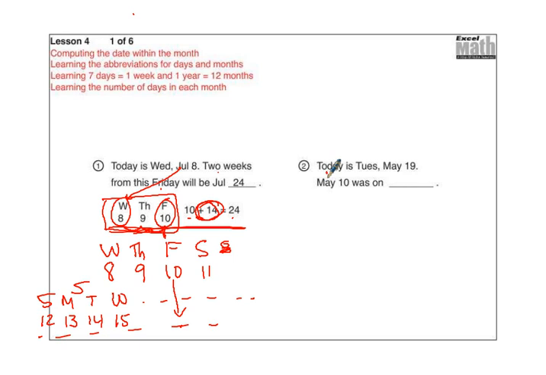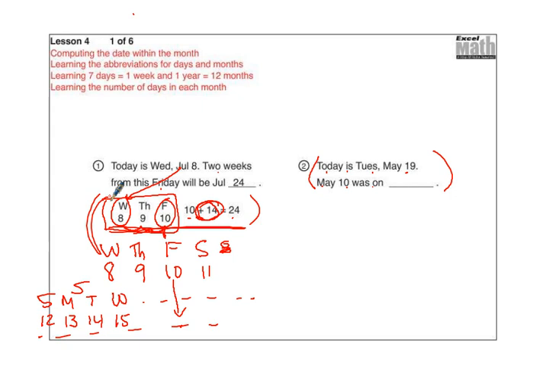All right, it says today is Tuesday, May 19th. May 10th was on a blank, and so what I want you to do is see if you can figure out a shortcut. You're going to do this using addition or subtraction, and you're going to do a little mini calendar just like it was done on this first problem here. See if you can come up with a way to do this using addition or subtraction along with a mini calendar. Pause the video, turn it back on when you're ready to see how I did it.